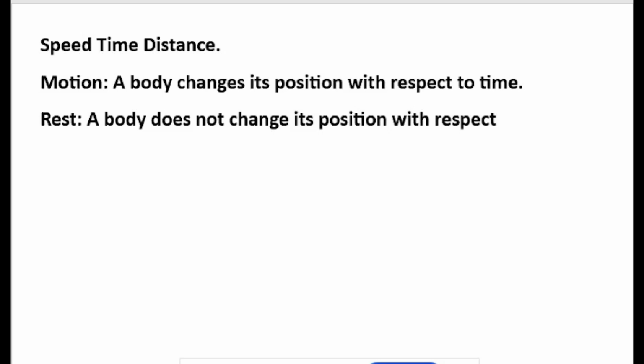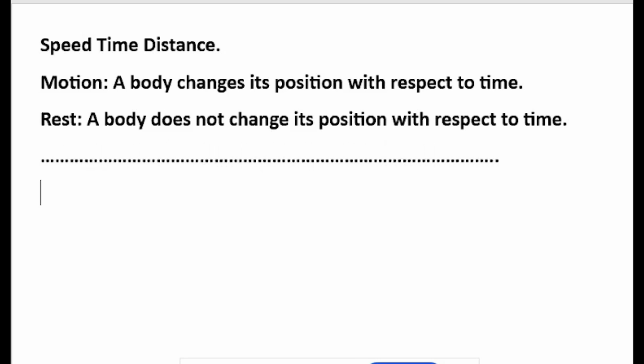Now the same place. After 5 minutes, same position. After 10 minutes, same position. That means the body is not moving, the body is at rest. And if the body is changing the position, now it is in one place. After 5 minutes, another place. After 10 minutes, another place. Then the body is moving. So a body changes its position with respect to time: motion. A body does not change its position with respect to time: that is rest.